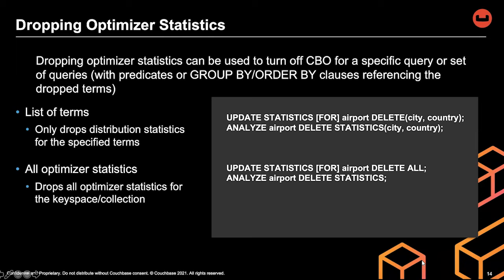When you are dropping optimizer statistics, you can either specify a list of terms, as the top example shows on the right-hand side. You can do UPDATE STATISTICS airport, you can say DELETE and then a list of terms. We'll just delete the optimizer statistics for the specified terms. The other option is to drop all the optimizer statistics for a specific keyspace or collection. In that case, you can just say DELETE ALL, as the bottom example shows for UPDATE STATISTICS. Or if you're using the similar ANALYZE command, you can just say ANALYZE airport DELETE STATISTICS.